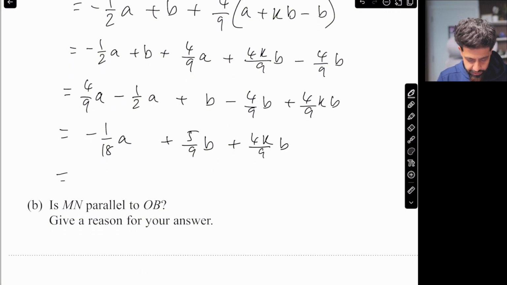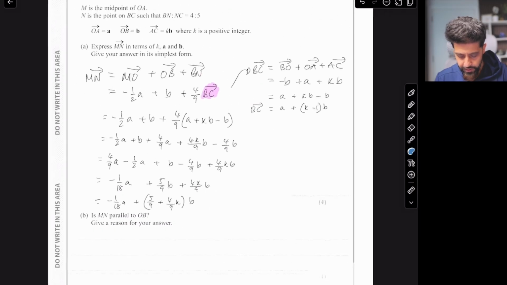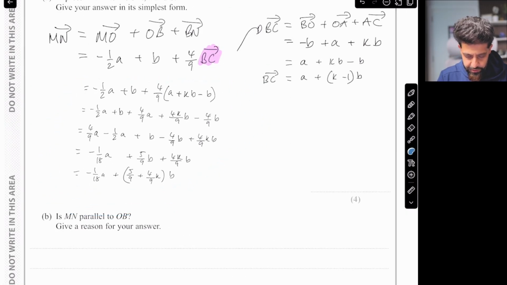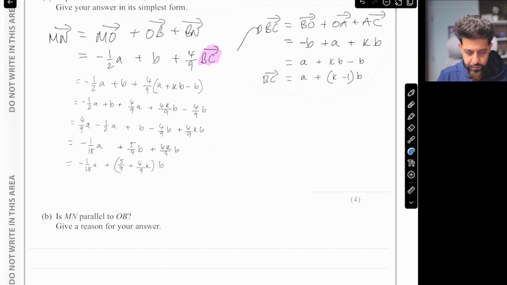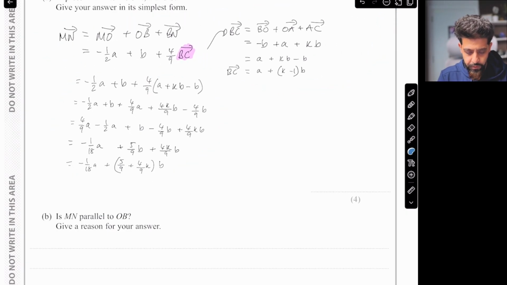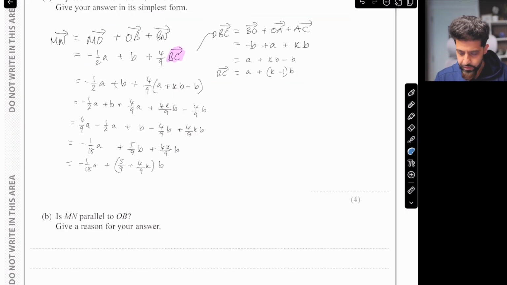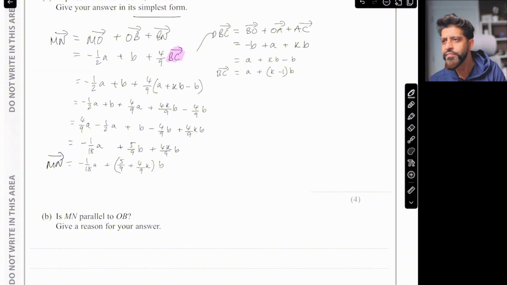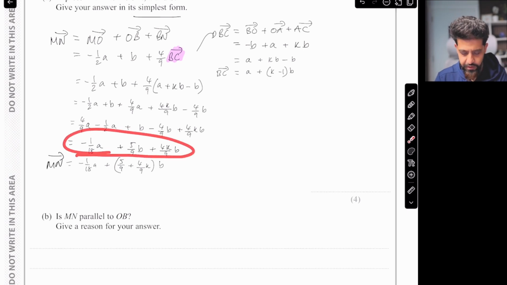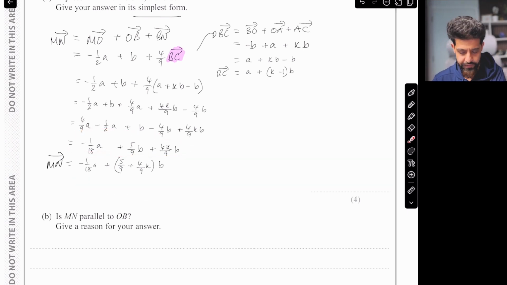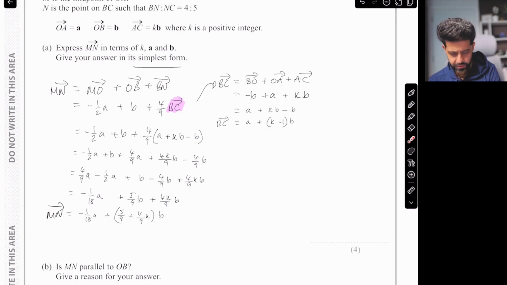And we can factorize out the B here. So we can have (5/9 plus 4/9 k)B, and that is this. We've got a lot going on here. Let me just make this a bit smaller for room. There we go. So this is MN in the form of k, A, and B. You could either give this answer or this answer. Either of those are fine. It hasn't asked you for any specific form, so you're good.